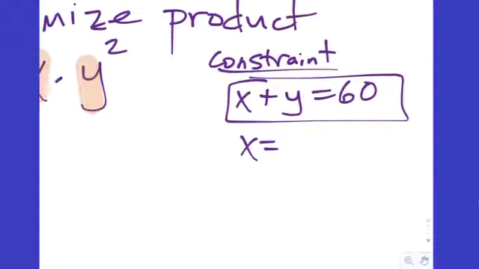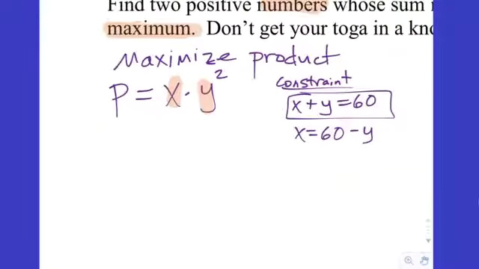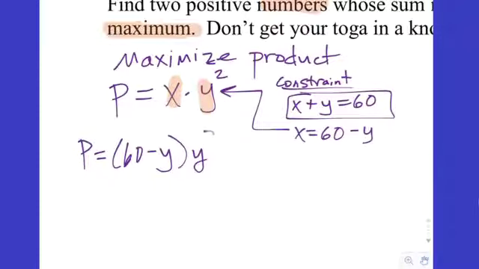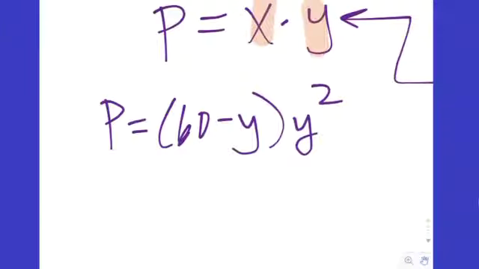So in the interest of not having a level of fun that's practically illegal, I'll solve for X, okay? And now I'm going to plug that in right there. So P is going to equal X, which is now 60 minus Y times Y squared. Hooray, hooray! You've gotten your primary equation that you're trying to maximize in terms of a single variable.